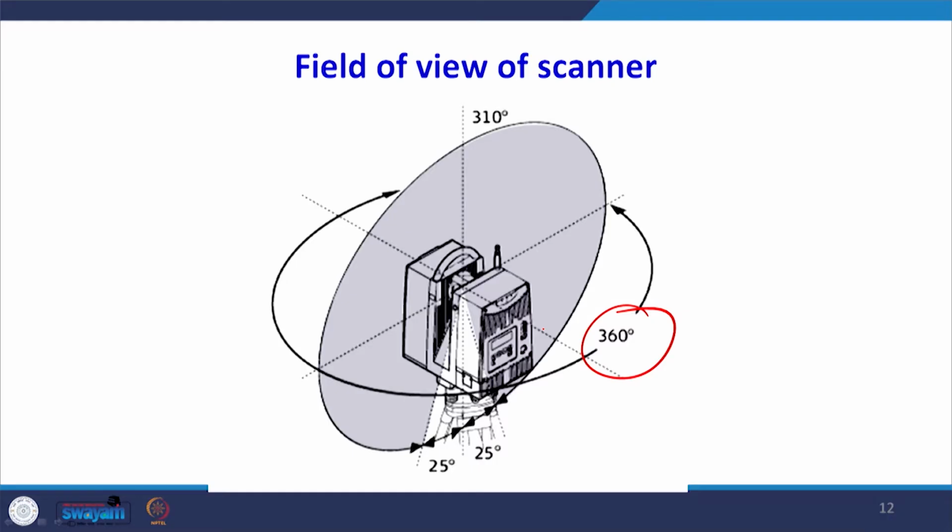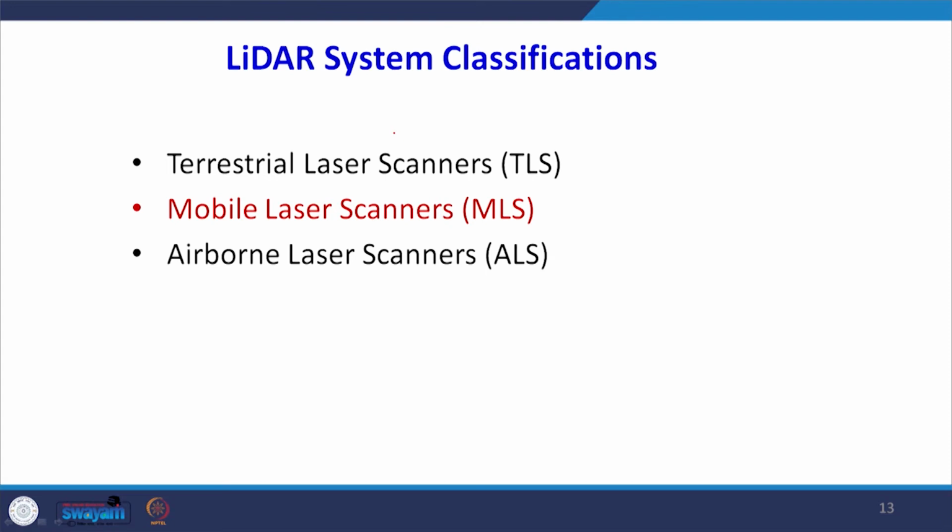Now you see in this diagram that there is 360-degree rotation about the vertical axis, and about the horizontal axis roughly 310-degree rotation in this way. When we have the two rotations, a very large area around us will be covered, provided there is clear visibility to that area. Now if we look at the classification of these LiDAR systems, there are three broad classifications. One is the terrestrial laser scanner, short form TLS.